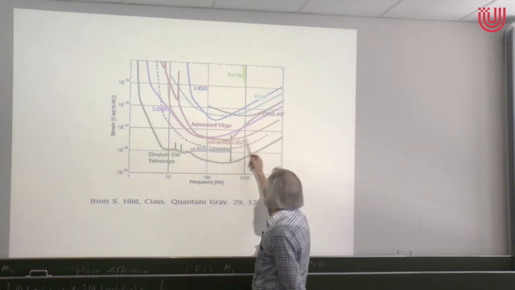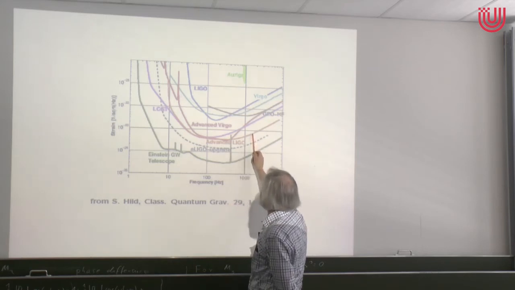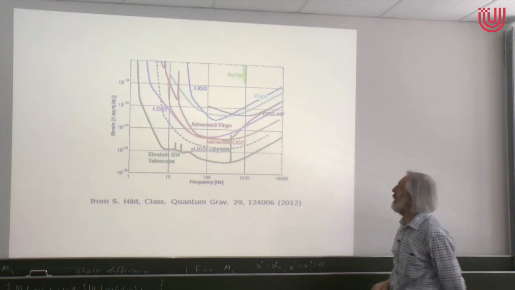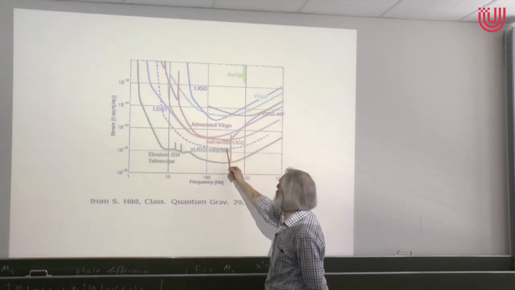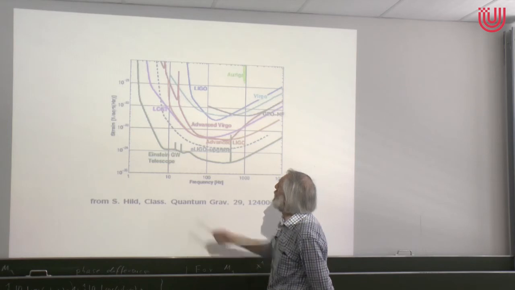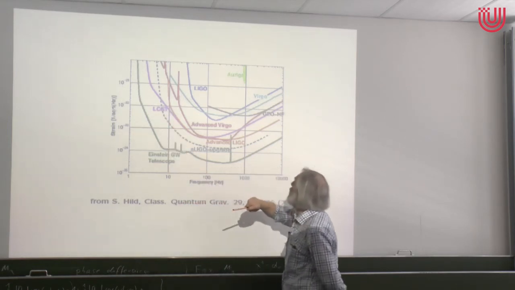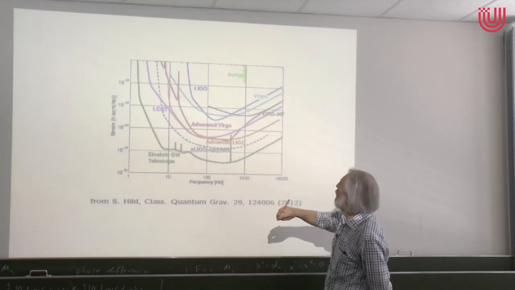So here's, as I said, advanced LIGO. This is the state of the art. Advanced LIGO exists. It is in operation. LIGO will be upgraded even further in the future. Here we have LCGT, that's what is nowadays called KAGRA. So you see it would be more or less competitive with advanced LIGO.